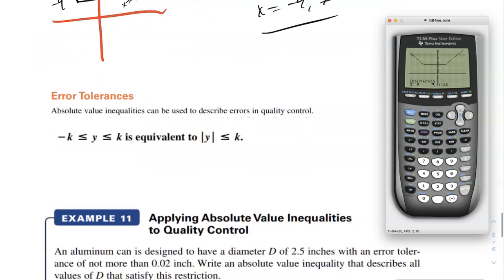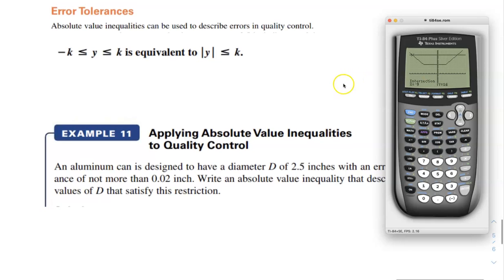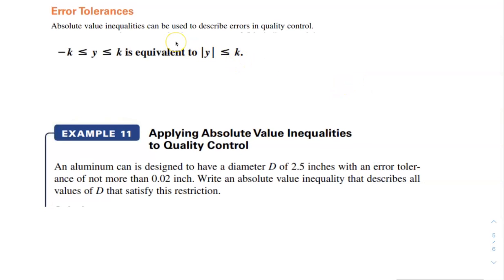Okay, last couple things. It's basically an application problem. Error tolerances. Absolute values can be used to describe errors in quality control. So these are application problems. In general, we have this equation: x minus a is less than or equal to k.